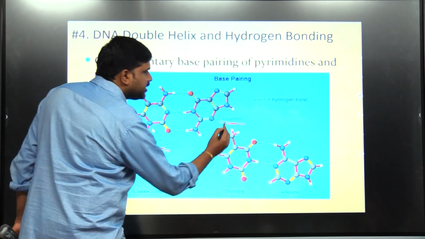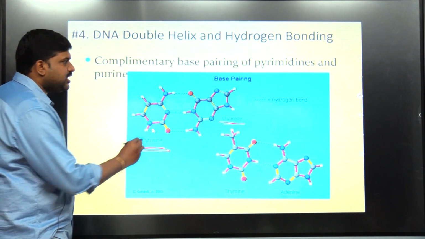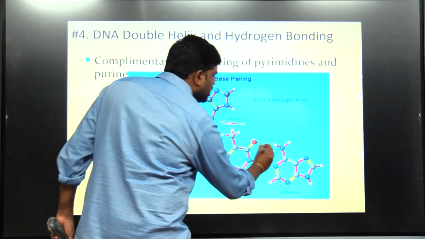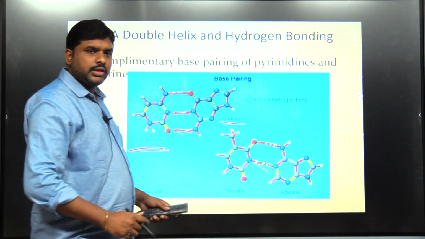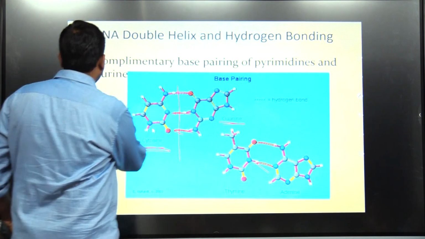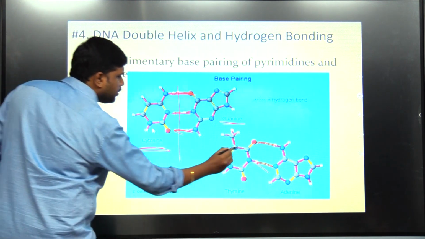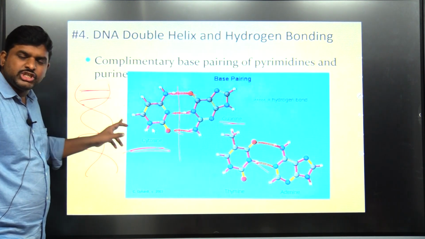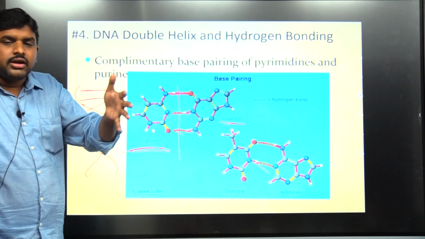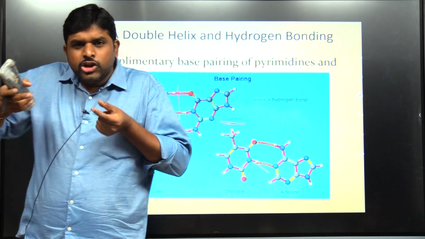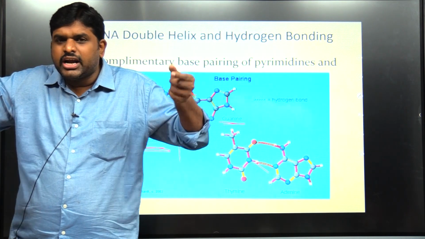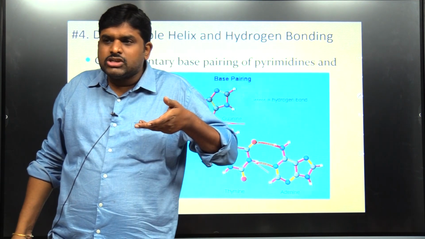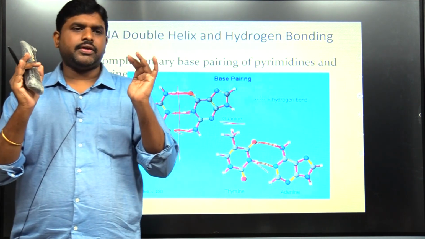Between C and G, 3 hydrogen bonds will be there. Between A and T, 2 hydrogen bonds will be there. So what are these lines in between? This is hydrogen bond. When C with G, when A with T, when C with G, when A with T, it is the DNA structure. One nucleotide in combination with another nucleotide, and so on.